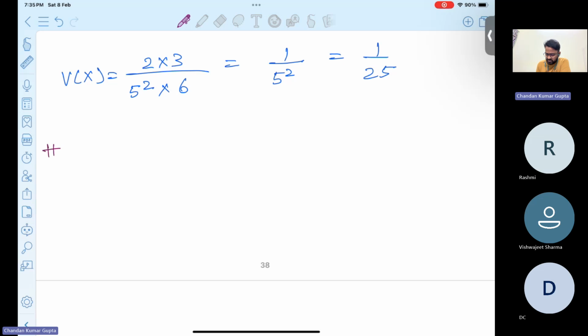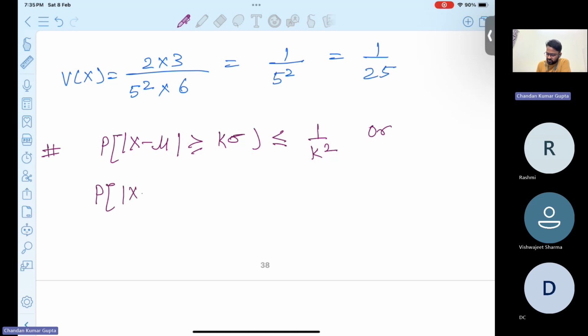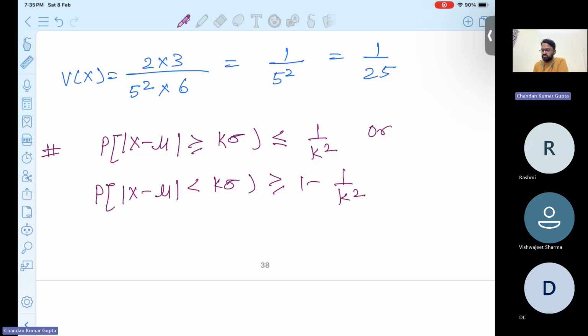For example, let me write here the formula. Probability that |x minus mu| is greater than or equal to k sigma is less than or equal to 1 by k square. This is the same formula that we have read. Or we use this formula: probability of mod of x minus mu less than k sigma is greater than or equal to 1 minus 1 upon k square. Okay. This is the form of Chebyshev's inequality.